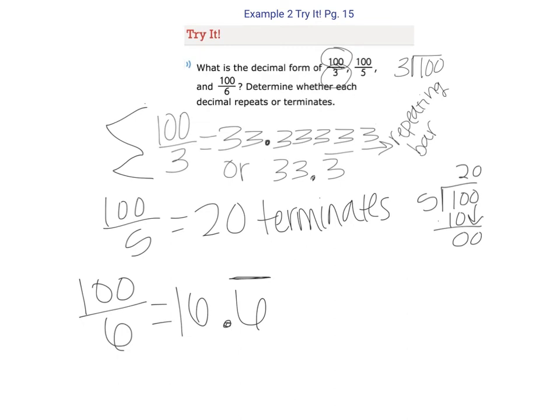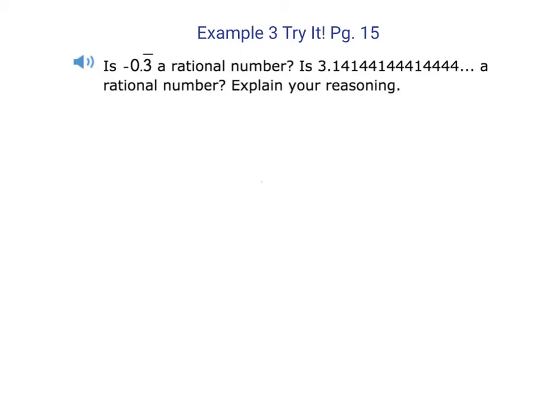Okay, now at the bottom, under example 3, Try It, on page 15, it says, is negative 0.3 with a repeating bar a rational number? Let me go ahead and say this. Rational numbers repeat or terminate. Okay, that's all you need to know about rational numbers. They repeat or they terminate. So is negative 0.3 with a repeating bar repeating or terminating? Repeating. Therefore, it is rational.